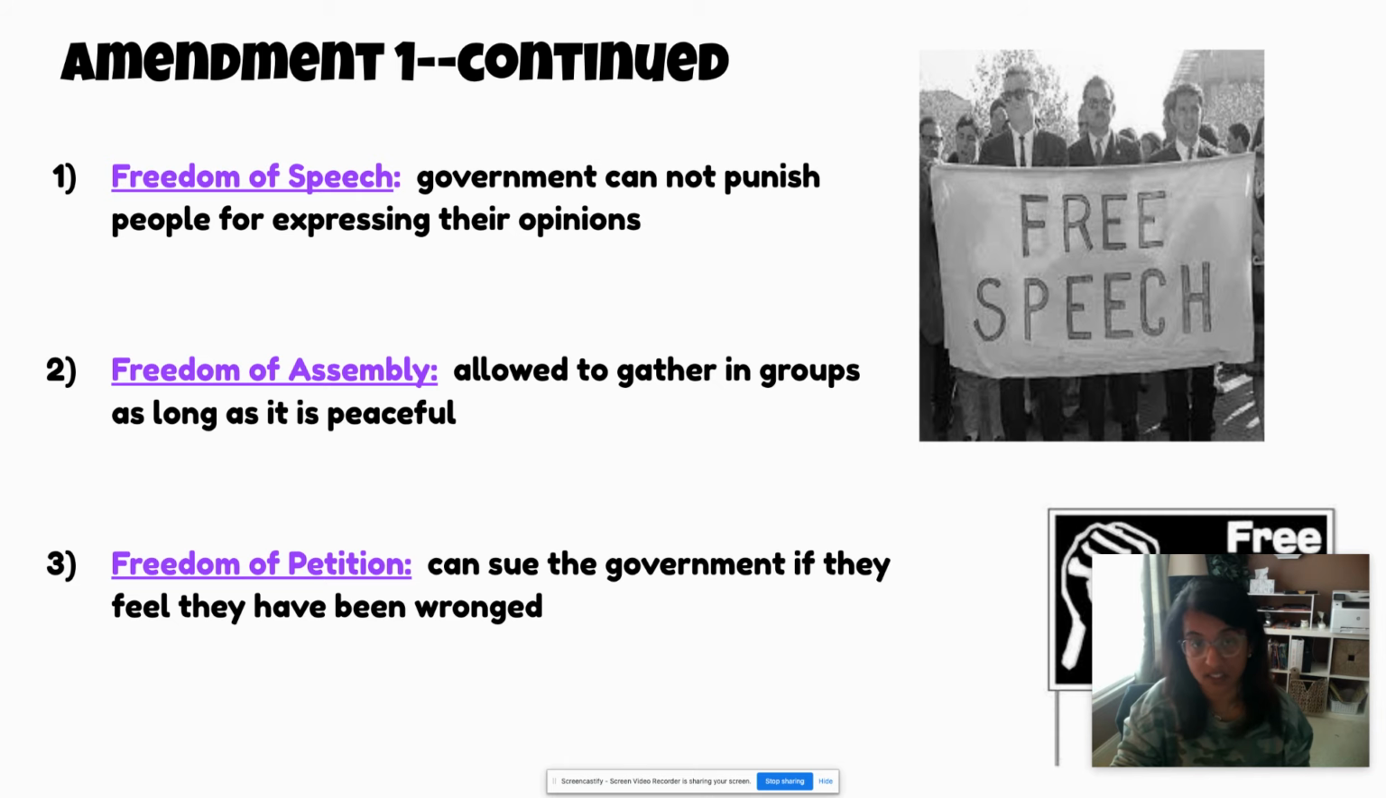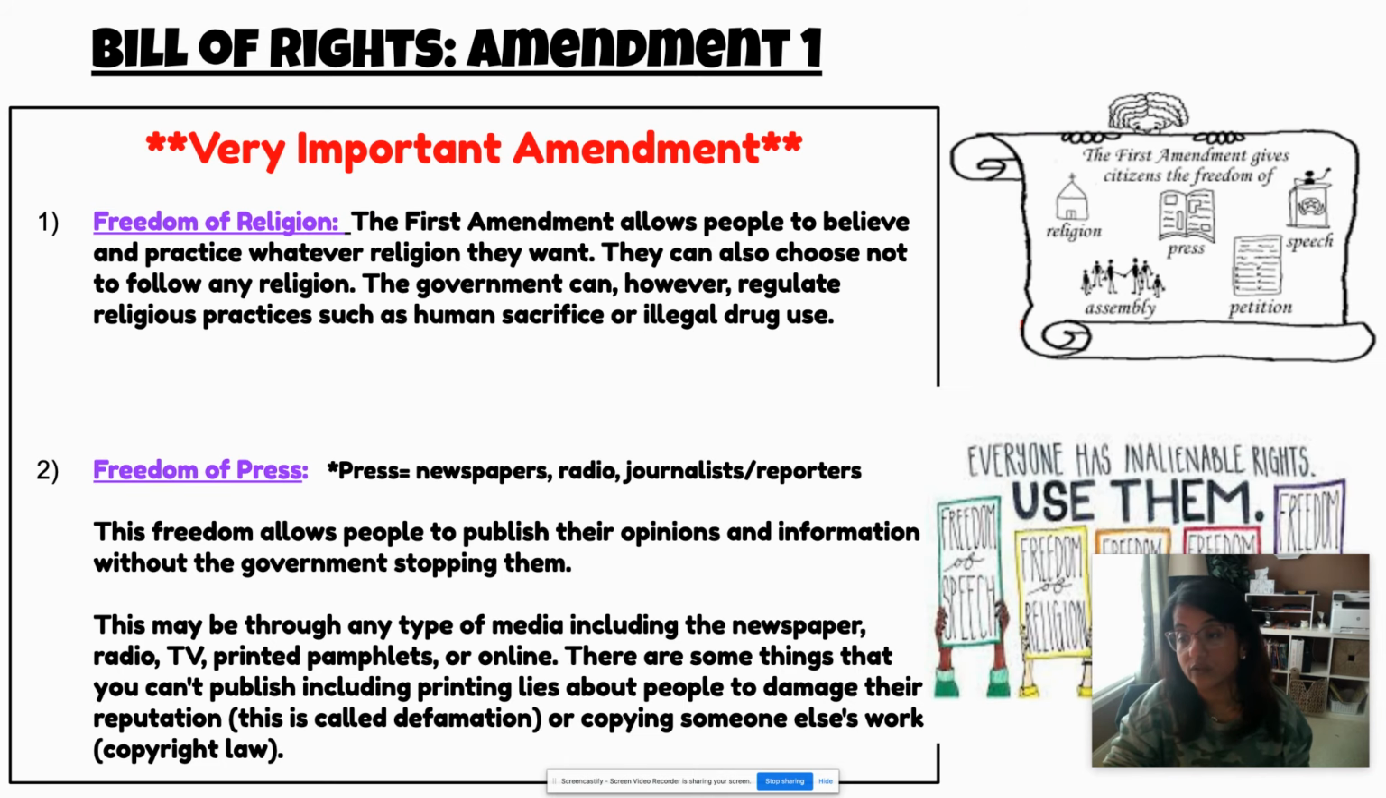So, just to review, Amendment 1 alone covers these five important things: freedom of religion, freedom of press, freedom of speech, freedom of assembly, and freedom of petition.